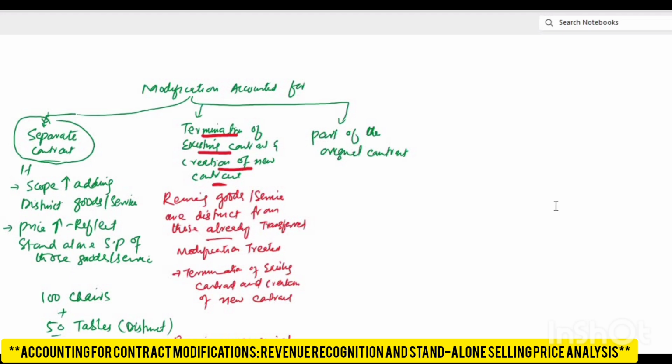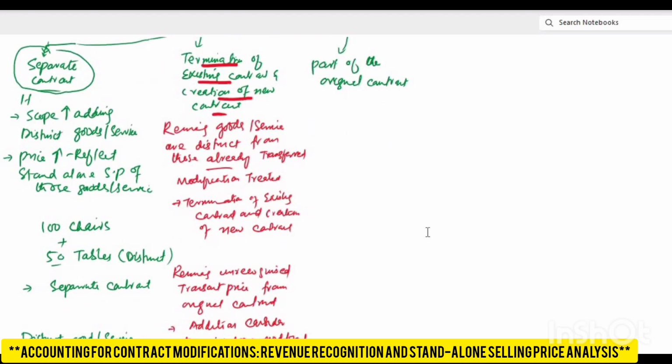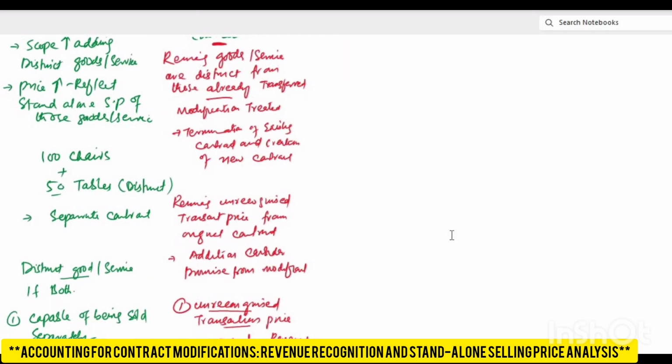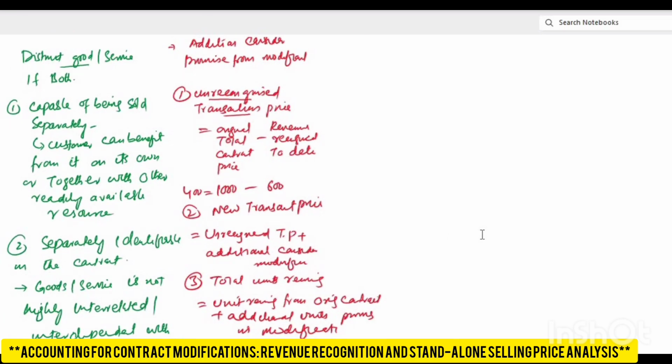And first what you will do, first you have to calculate the unrecognized transaction price. You see it has been written here. First, you have to calculate the unrecognized transaction price. And the unrecognized transaction price means the original contract price less the revenue recognized to date. To date means the modification date.